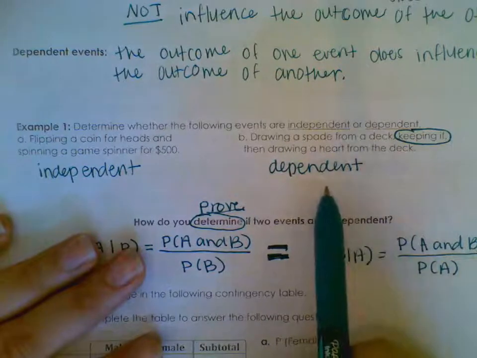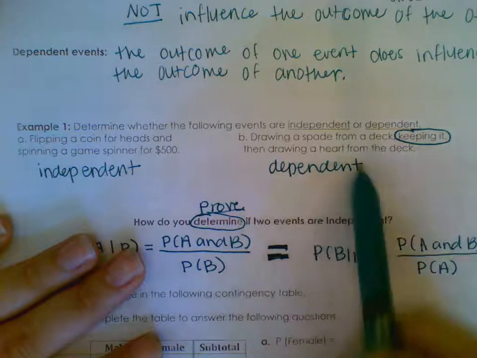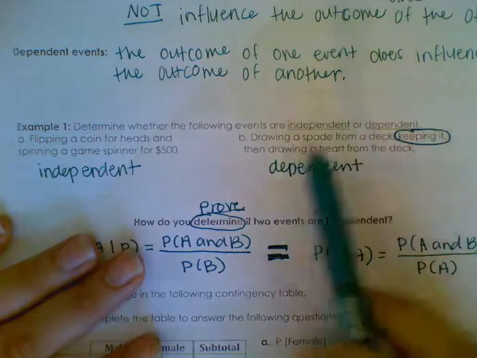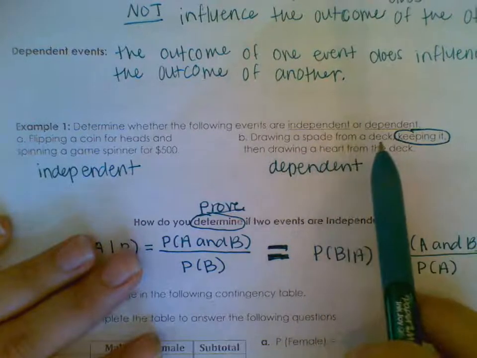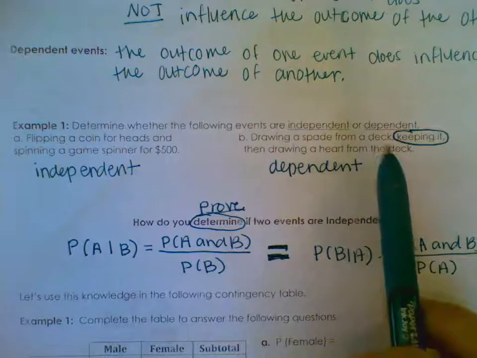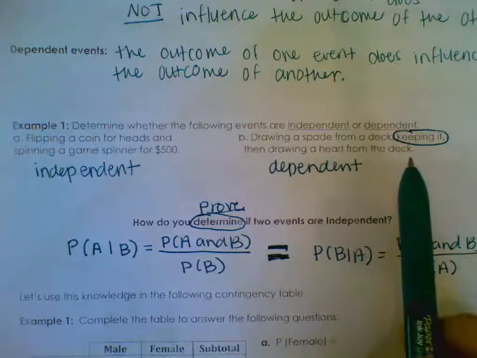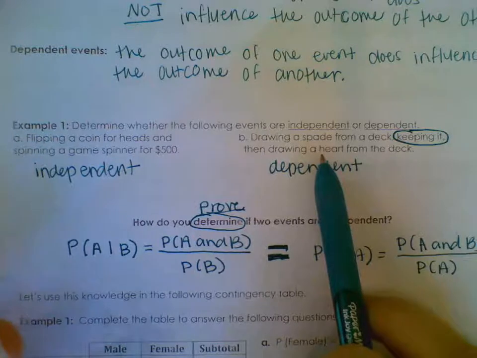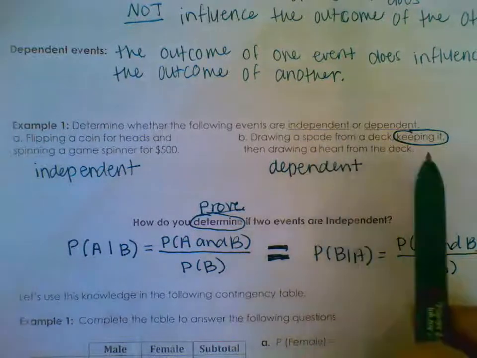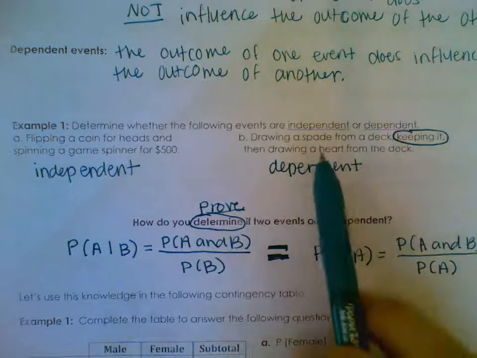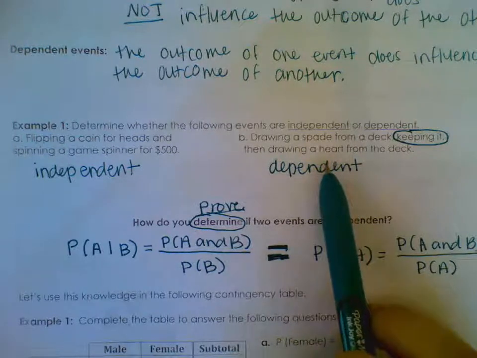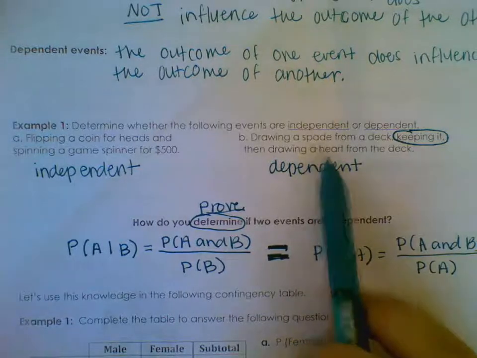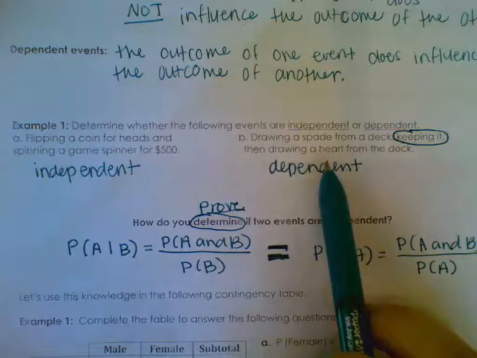Now if I draw a spade from a deck, keep it, and then draw a heart from the deck, that's going to be two dependent events. And the key phrase here is keeping it. Since I pulled that first card from the deck and I kept it, I have changed the total number of cards in the deck. So at first in a deck, there are 52 cards. When I pull that spade and keep it, I now only have 51 cards in the deck when I go to pull that heart out of the deck. I have changed the denominator. That first event affected the outcome of the second event.